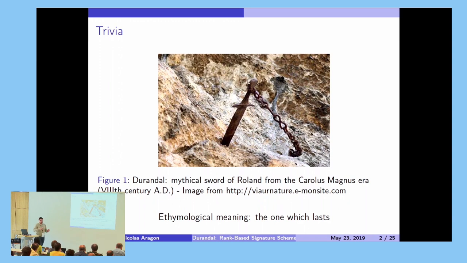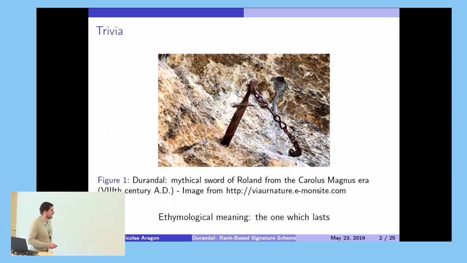And so first he tried to break the sword on a rock, and the sword actually broke the rock, effectively creating the Breach of Roland. You can look that up on Google if you want, and you can see it in the Pyrenees in France. So he decided to throw the sword away, and it ended up in this rock in Rocamadour in France, about 300 kilometers away. Because of all of that, Durandal actually means the one which lasts. So I hope this is a well-suited name for our crypto system.